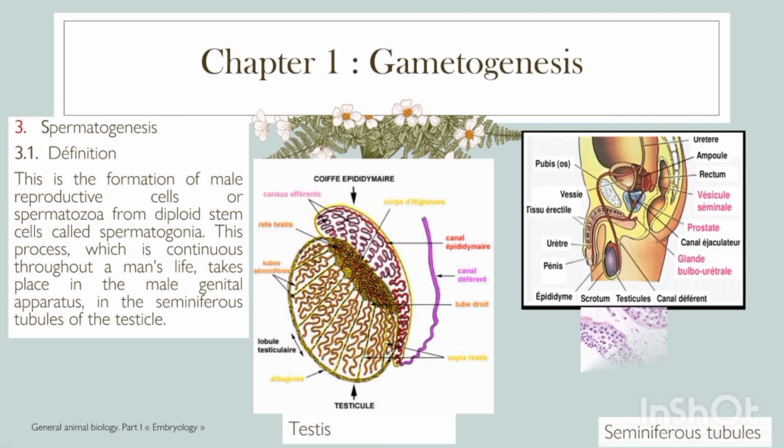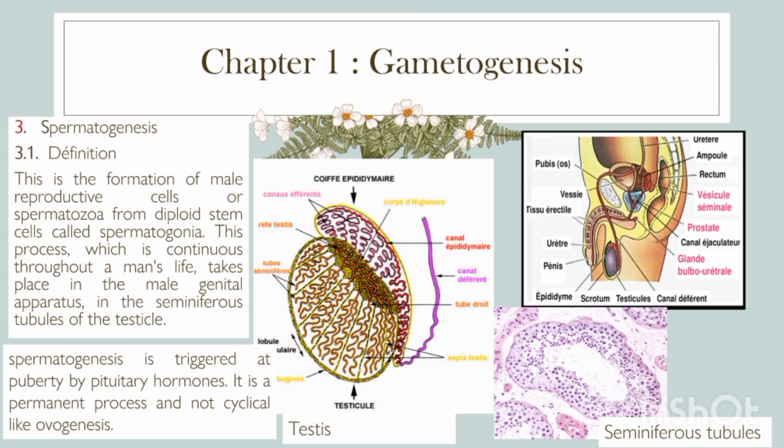We will now move on to spermatogenesis. Spermatogenesis is the formation of male reproductive cells or spermatozoa from diploid stem cells called spermatogonia. This process, which is continuous throughout a man's life, takes place in the male genital apparatus, in the seminiferous tubules of the testicle. Spermatogenesis is triggered at puberty by pituitary hormones. It is a permanent process and not cyclical like ovogenesis.